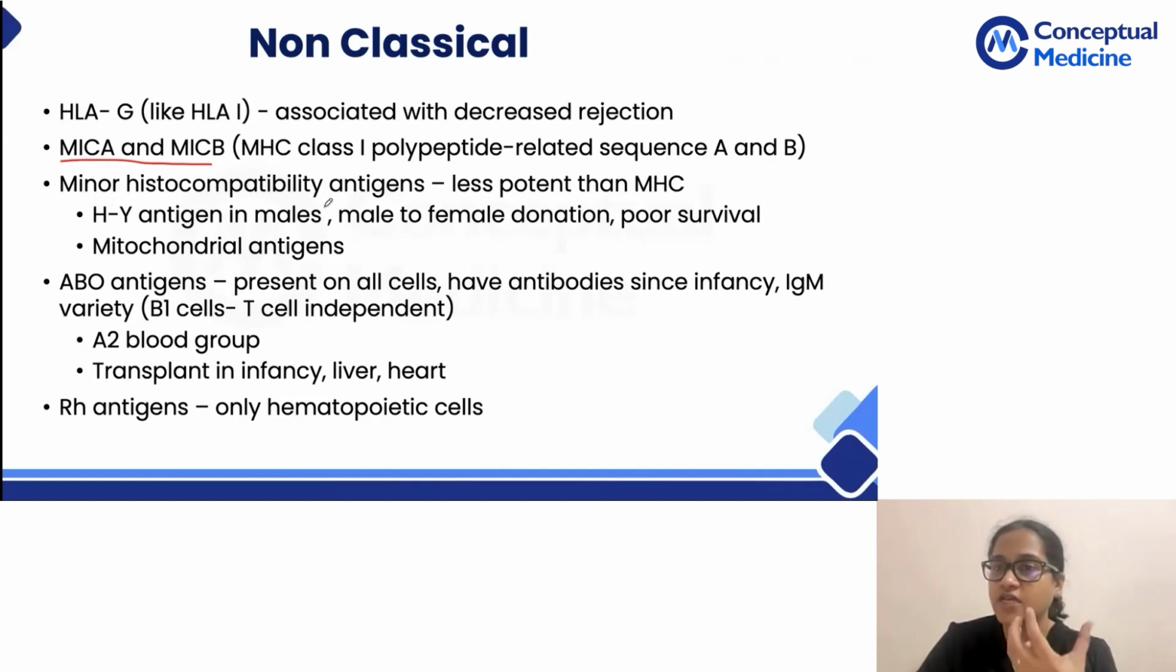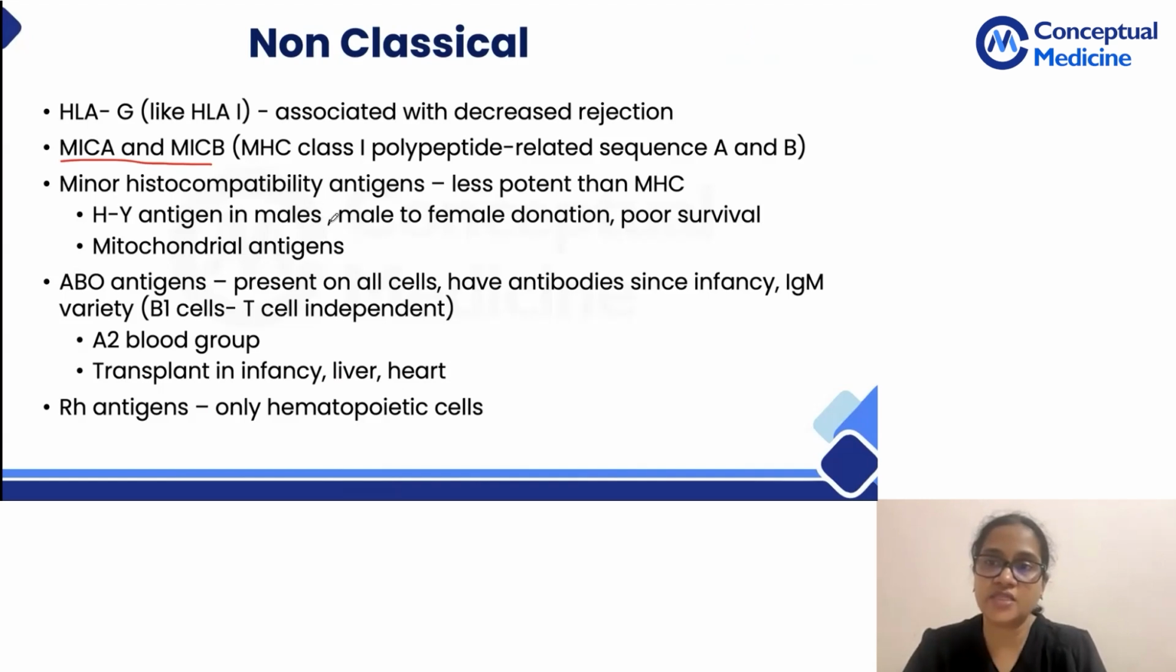These are called minor because they are less potent in eliciting an immune response. One such antigen is the HY antigen in males. So male to female donation. All males have X and Y chromosomes, but females do not have a Y chromosome. So any material from the Y chromosome is going to be foreign to the female. So when a female receives an organ from a male, traditionally the survival is comparatively poorer than a female donating to a male. But with modern immunosuppression, we shouldn't be seeing that difference.